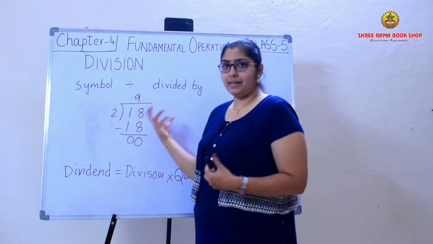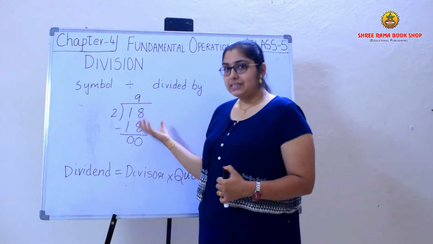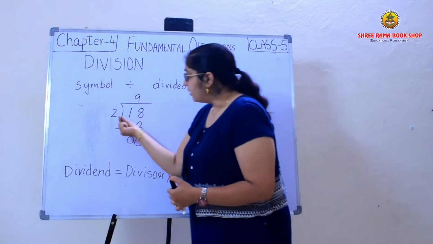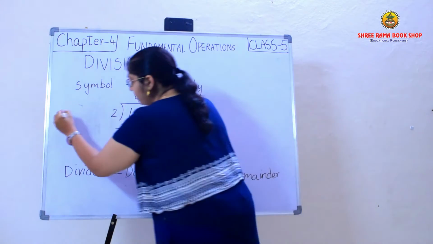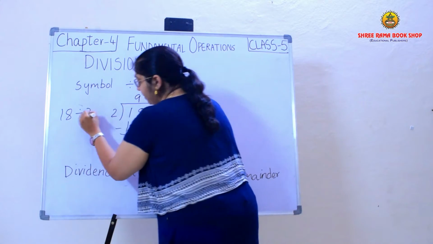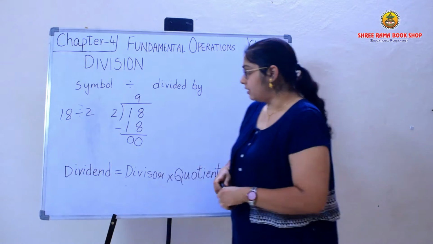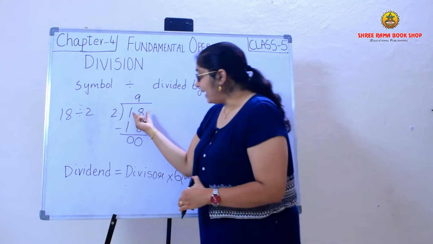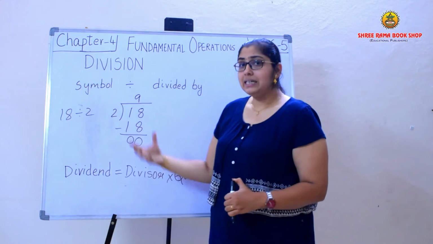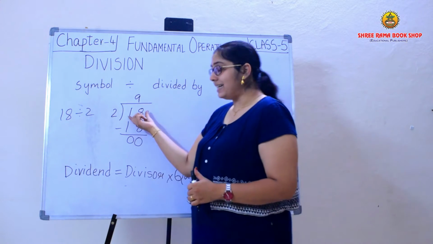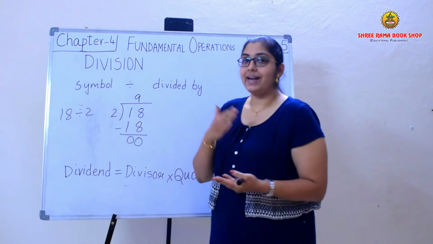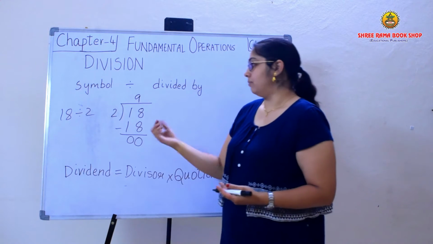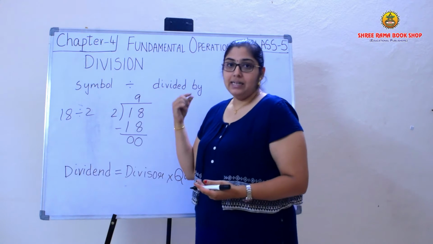From this example I will tell you what is a divisor, what is the dividend, what is the quotient, and what is the remainder. Now here 18 is divided by 2. So I have written 2 outside and 18 inside this braces. So 18 over here is nothing but the dividend. Why am I calling 18 the dividend? Because I am dividing that number. As I am dividing that number with some other number, this number is called dividend.